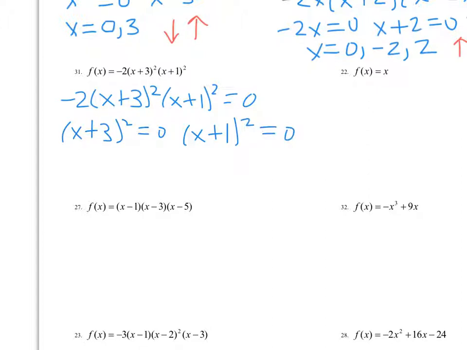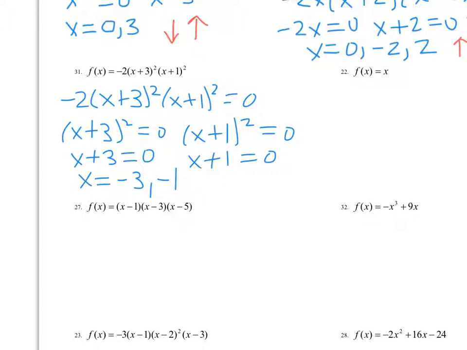Now, to get that x plus 3 all by itself, we're just going to take the square root of both sides. So that's going to give us x plus 3 equal to the square root of 0, which is just 0. All right, same thing with the x plus 1 squared. Take the square root of both sides, we get x plus 1 equals 0. So solving for x, we're going to get x equals negative 3, x equals negative 1.